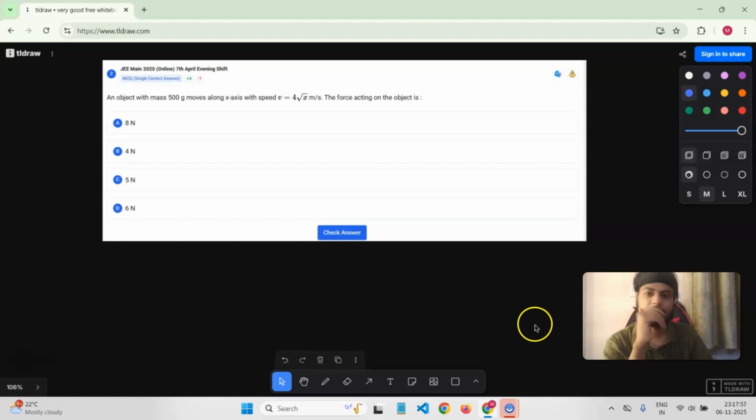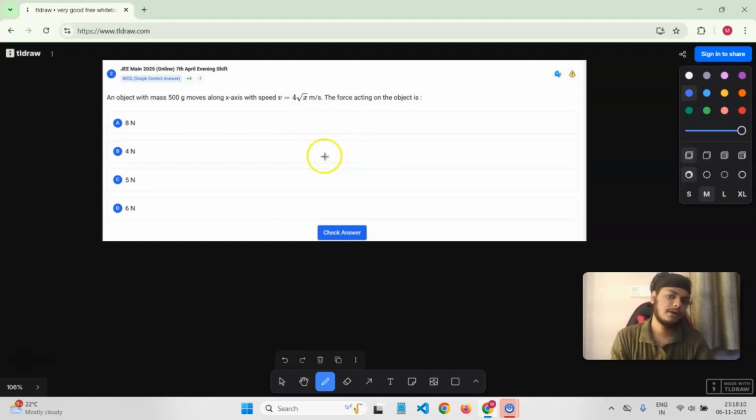So, yeah, cool. So, the problem goes like: an object of mass 500 gram moves along x-axis with a speed of v equals 4 under root x meter per second. The force acting on the object is.